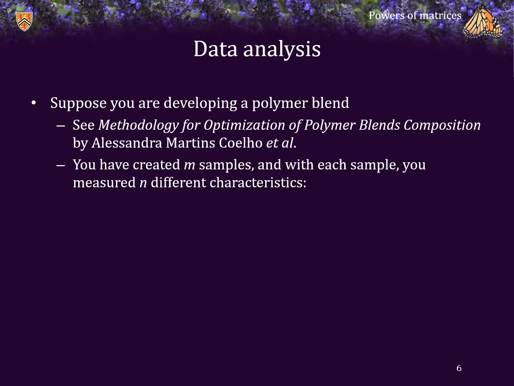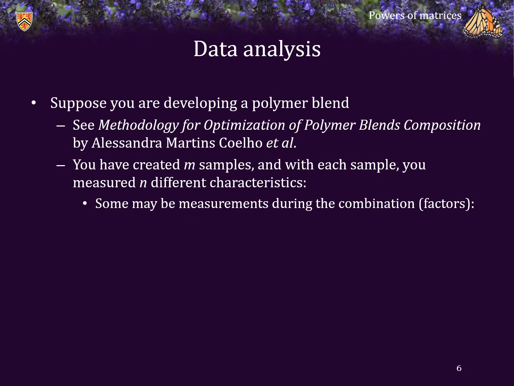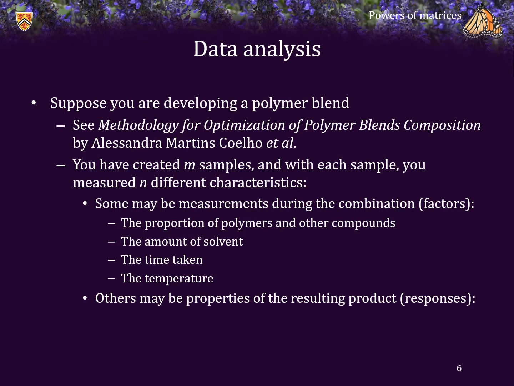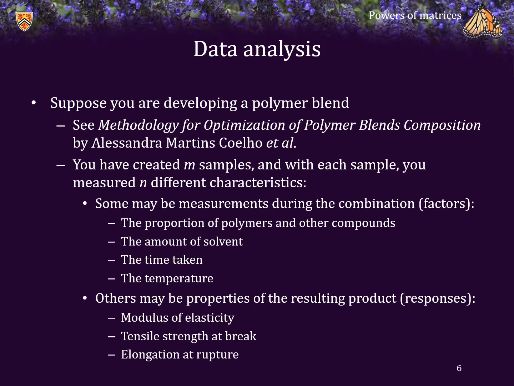You have created m samples, and with each sample you have measured n different characteristics. Some of those characteristics may have been measured during the combination. These are called factors. So this could include the proportion of the polymers and other compounds, the amount of solvent, the time taken, the temperature. Others may be properties of the resulting product, or responses. So the modulus of elasticity, the tensile strength at breaking point, and the elongation at rupture.